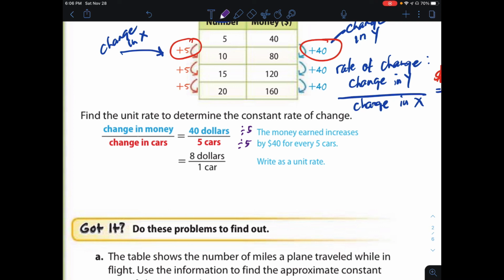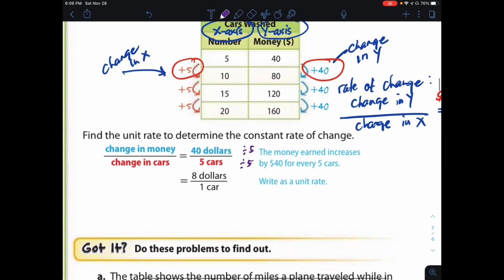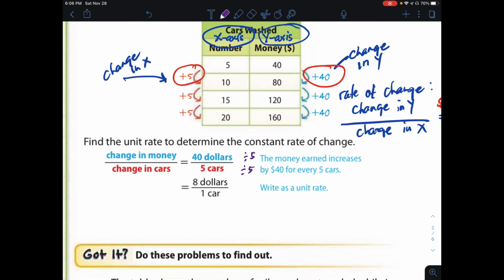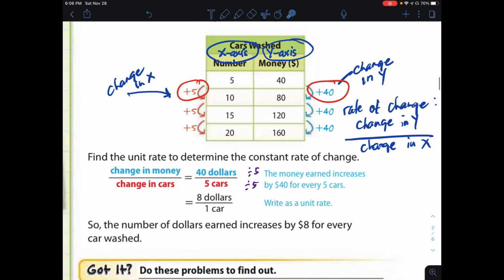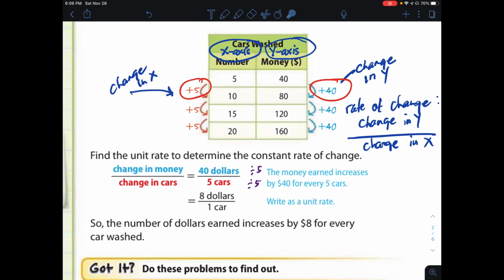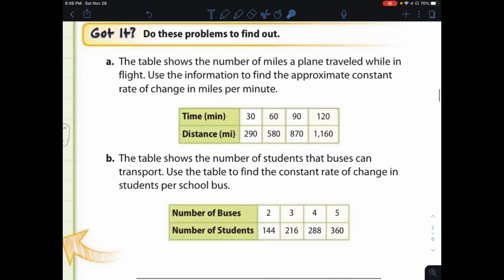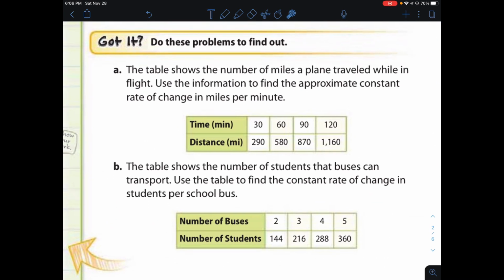So what it means is that for every car, the constant rate of change is $8. So the number of dollars earned increases by $8 for every car washed. So that's what the constant rate of change is. Do the got it problems. You have tables to work with, and let's see if you understand that example.